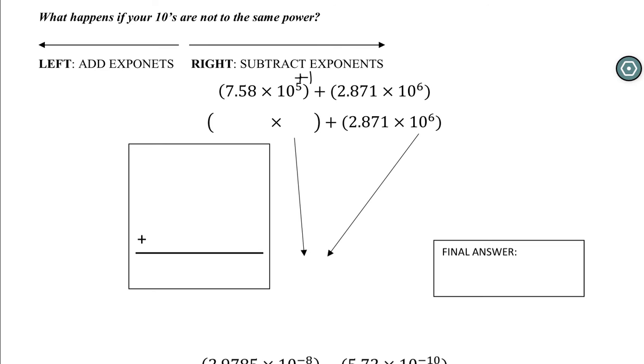Okay? Now, I wrote this up here just so you can remember it, okay? If we're adding 1, okay, adding an exponent, that means we're moving to the left. So we need to move our decimal to the left 1 space. So we're going to have 0.758. My decimal is really bad, I'm sorry.